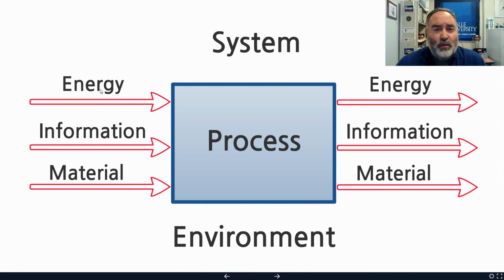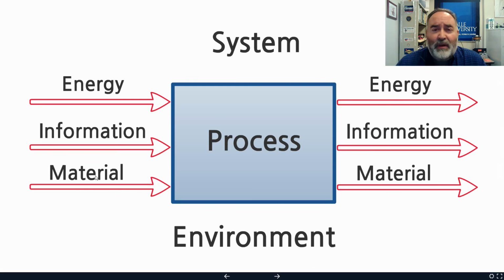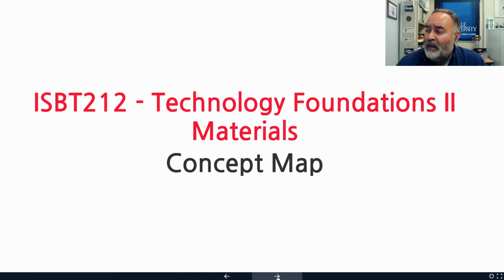So if you've been with us, you know that ISBIT 112, our processes class or our physics class, was all about energy. ISBIT 211 was all about instrumentation and measurement, or information. And now we're going to be specifically talking about material. And we'll be talking about different classes of materials and how systems interface with each other based on moving material back and forth. So it's definitely a concept that you've seen before and are familiar with.